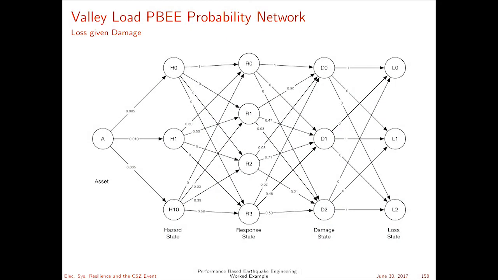That's what the rest of it looks like. Actually, the last one is really simple because going from damage to loss just maps straight over. Because I just said if it's fully damaged, it's fully lost. If it's not damaged, it's not lost. So that maps over really simply. So then you get a network that looks like this.